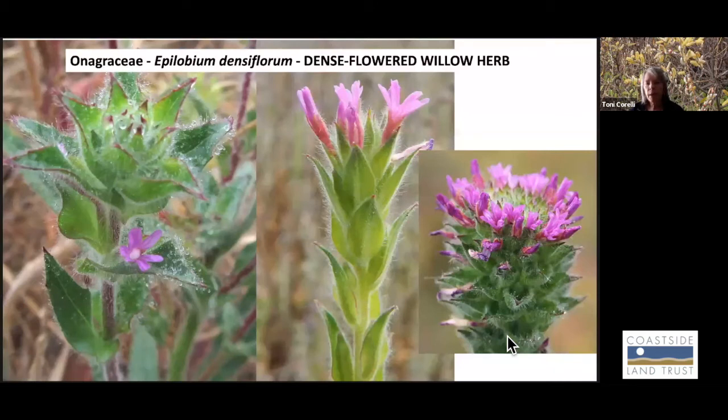The dense flowered willow herb is an annual wildflower that blooms in late summer. The stems and leaves secrete a wet dew that is cold to the touch. Later, flowers form a dense cluster, giving it the common name, dense flowered willow herb.